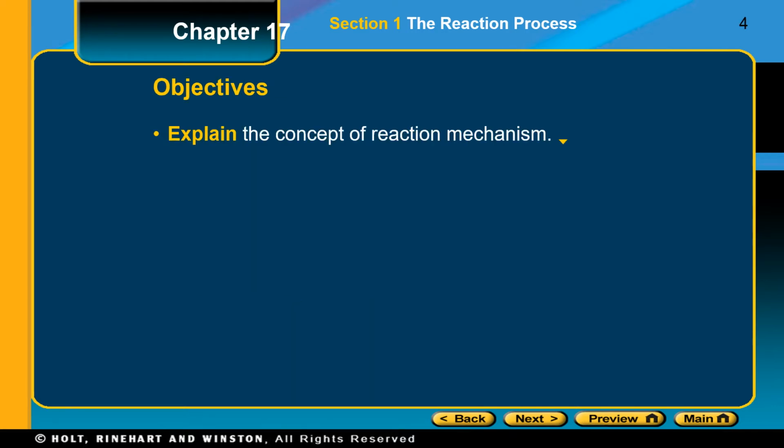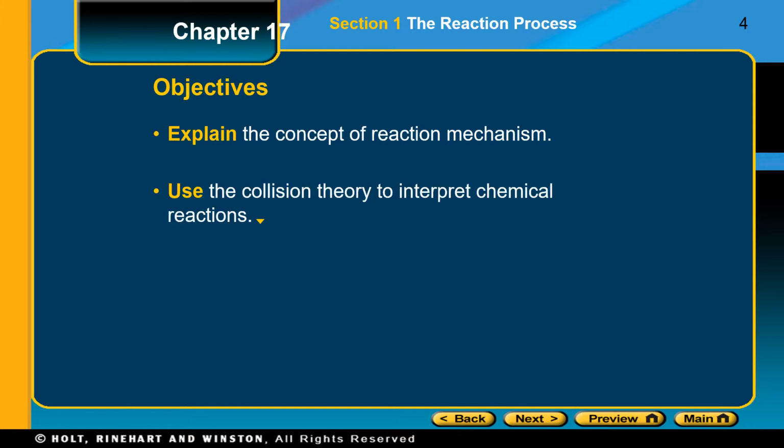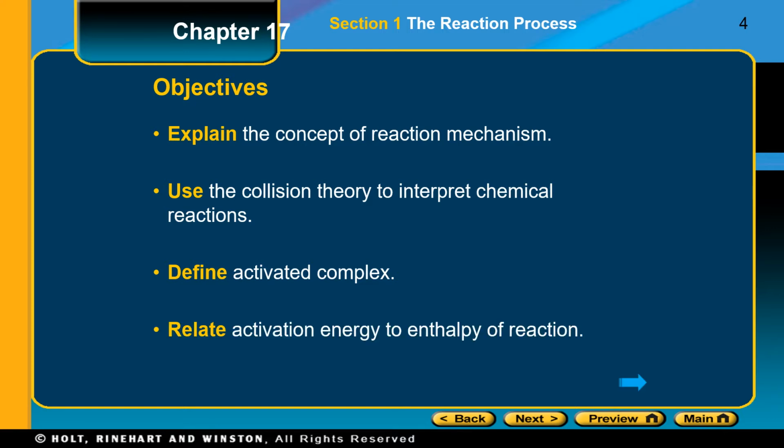So what we want to accomplish in this first section is we're going to explain the concept of reaction mechanism. We're going to use the collision theory to interpret chemical reactions. We're also going to be defining a term called the activated complex, and then we're going to talk about the energy that it takes for a reaction to occur, activation energy.